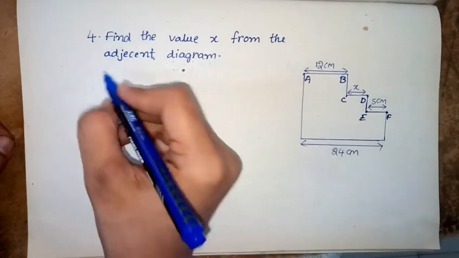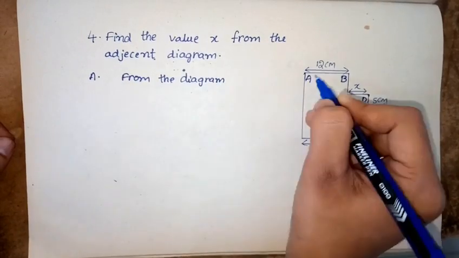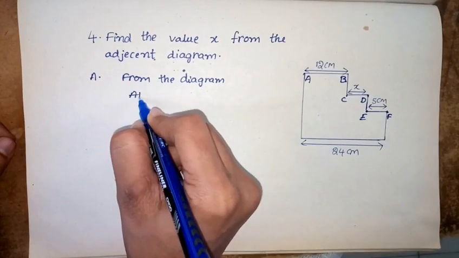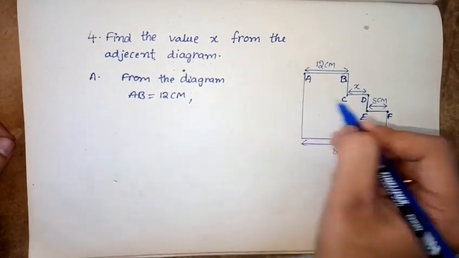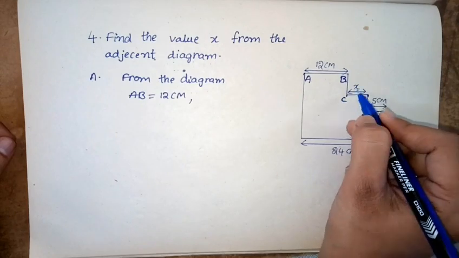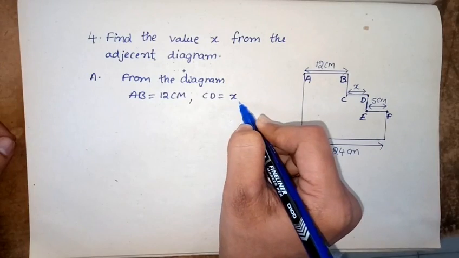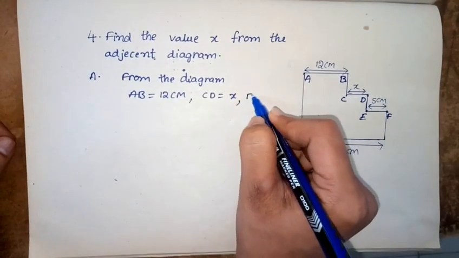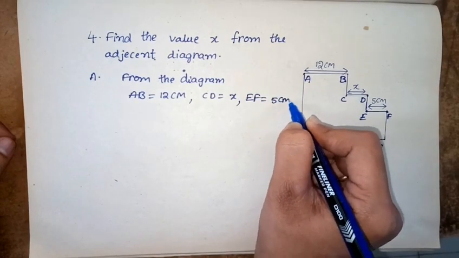So from the diagram, the AB distance is equal to 12 centimeters. CD is equal to x. And the EF distance is equal to 5 centimeters.